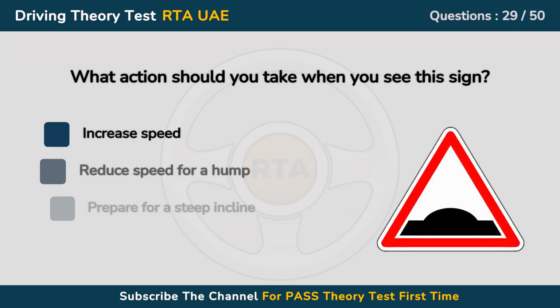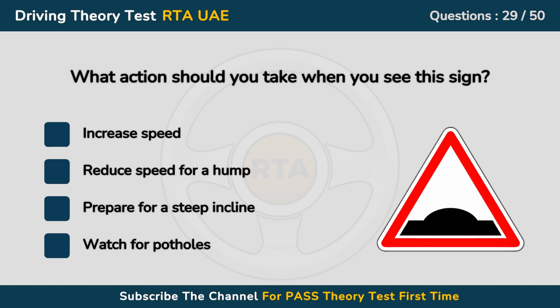Question 29. What action should you take when you see this sign? A. Increase speed. B. Reduce speed for a hump. C. Prepare for a steep incline. D. Watch for potholes.